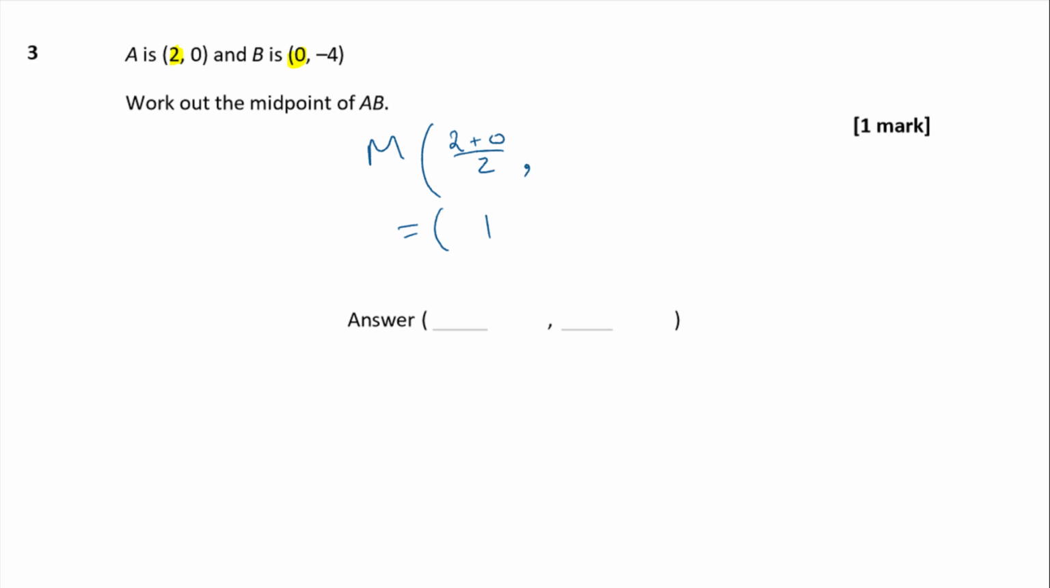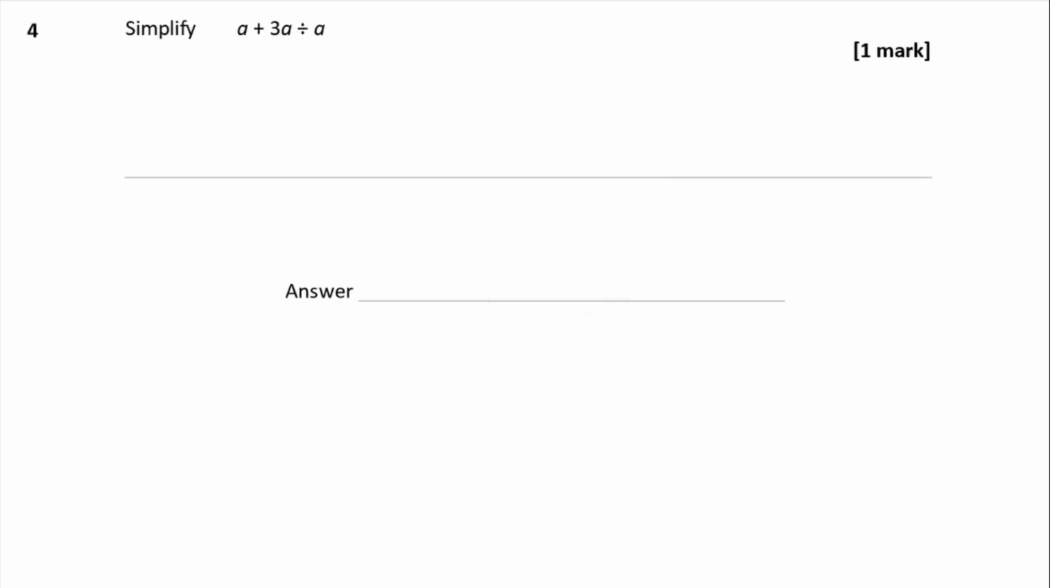And if I do the same thing with the y coordinates, which are 0 and minus 4. So 0 plus negative 4 over 2. That's negative 4 divided by 2, it's just minus 2, isn't it? So that's (1, -2). Okay.